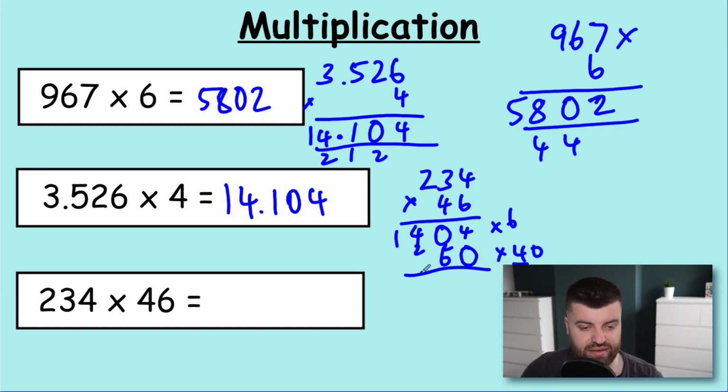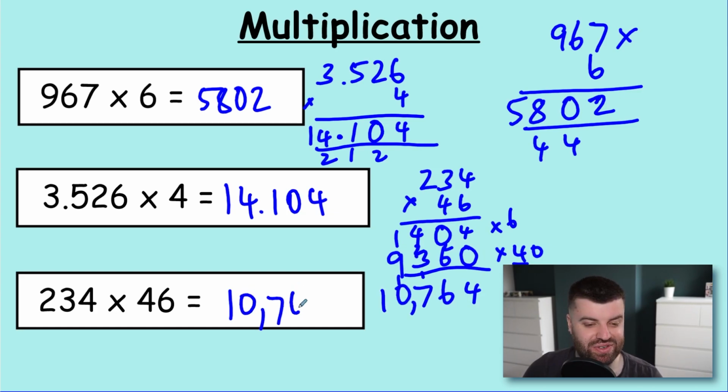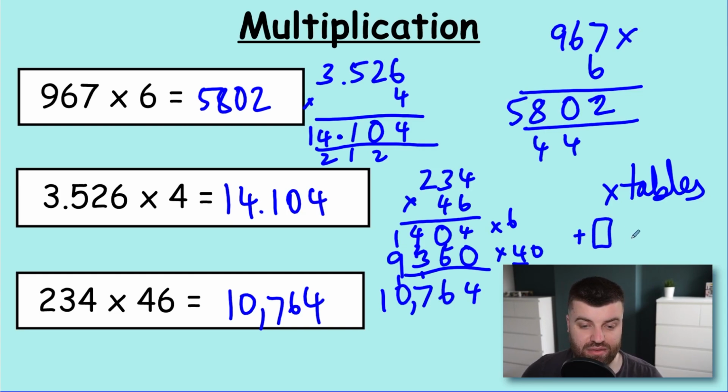4 fours are 16. 4 times 3 is 12, add the 1 is 13. 4 times 2 is 8, add the 1 is 9, and we can just add these up now. 4, 6, 7, 10. The answer to this one is 10,764.